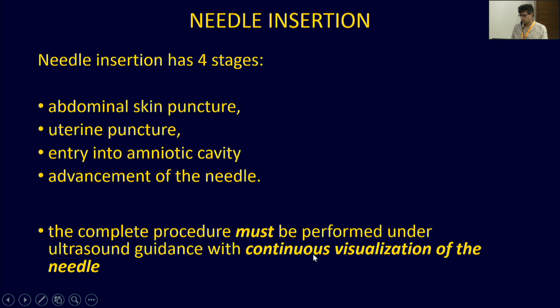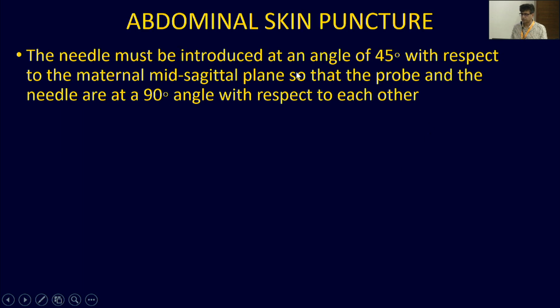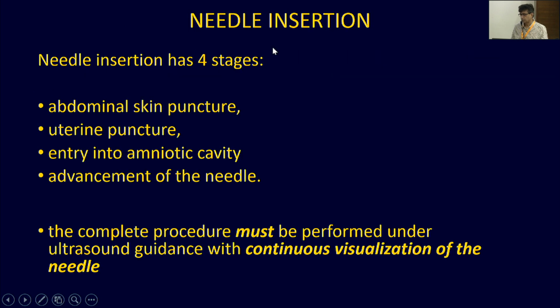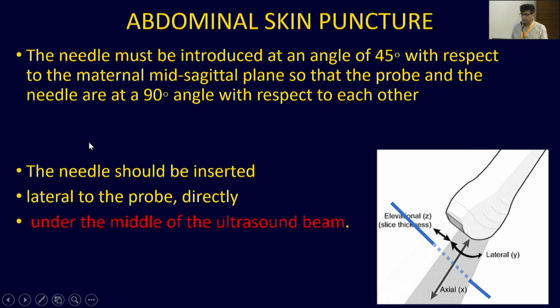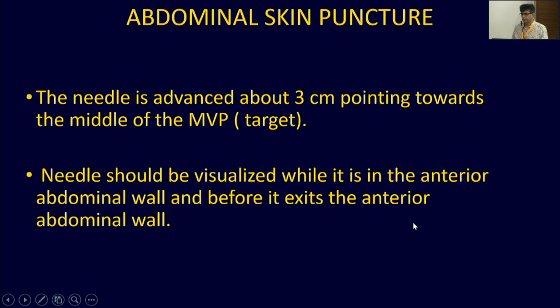And all these must be under continuous visualization. Now the abdominal skin puncture: we are introducing the needle at 45 degrees like this, and it should be inserted directly under the middle of the ultrasound beam. And then once you have punctured the skin, you advance the needle around 2 to 3 centimeters, pointing towards the target.